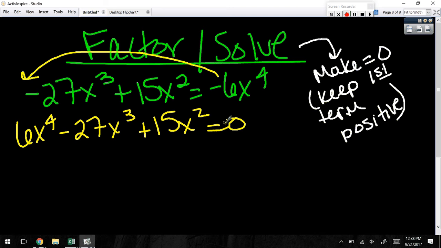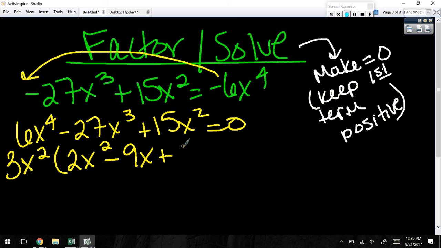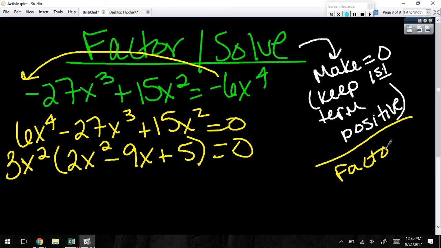Factoring means get it into a multiplication problem, and then I can set each piece to 0. So y'all told me one thing you could do first. You said to take out what? X squared? 3x squared. What's left? 2x squared minus 9x plus 5 equals 0. Now I want to factor completely, so maybe I should put your little steps here. Now, after you make it equal 0, I want to factor completely. Am I done factoring? No.